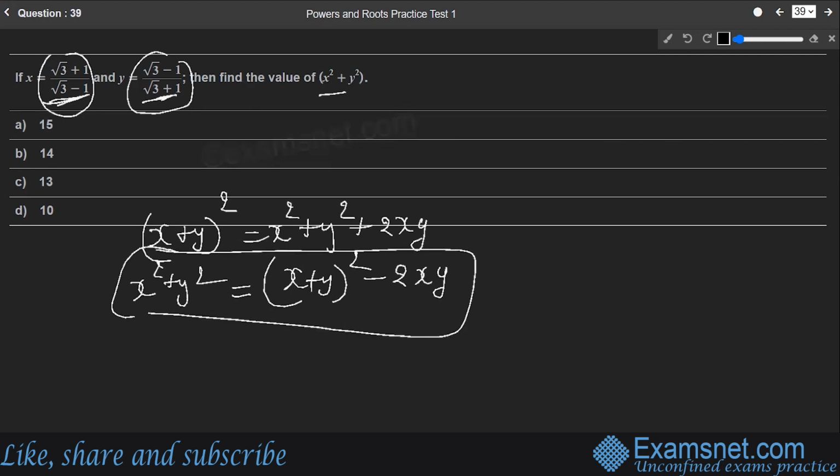So clearly, if we want to know x square plus y square, we have to go by x plus y whole square minus 2xy. So this is what we are doing here. So let us do x plus y. In place of x, I have the first term. In place of y, I have the second one.